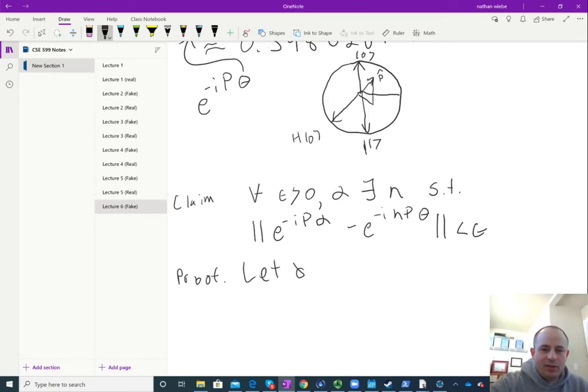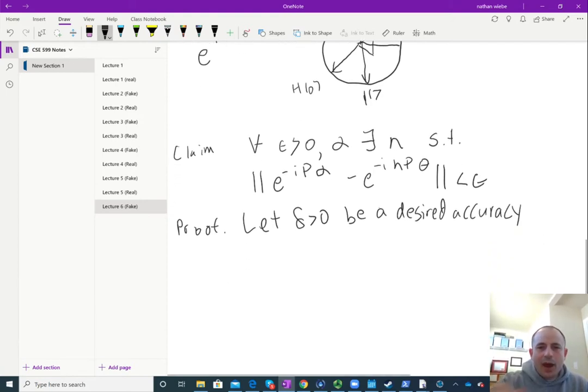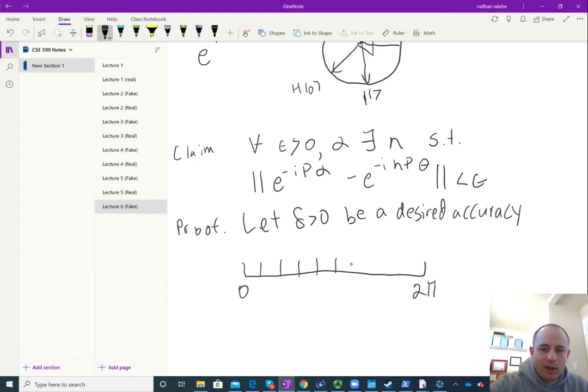Let delta greater than 0 be a desired accuracy that we want to hit. Now what we're going to do is envision that we end up subdividing the unit circle in rotations from 0 to 2 pi into n bins. Okay, so we're breaking it up over here.